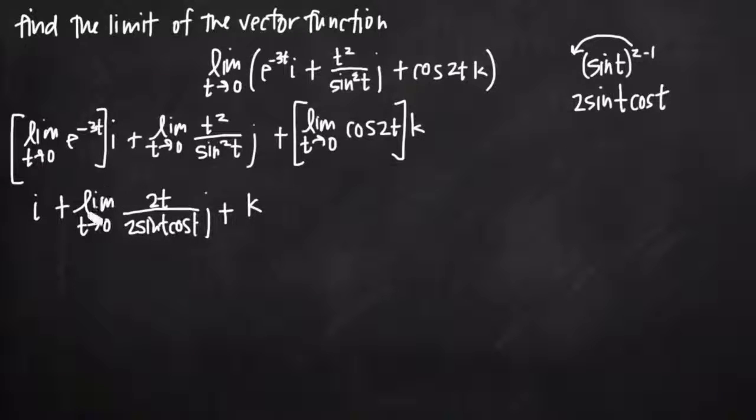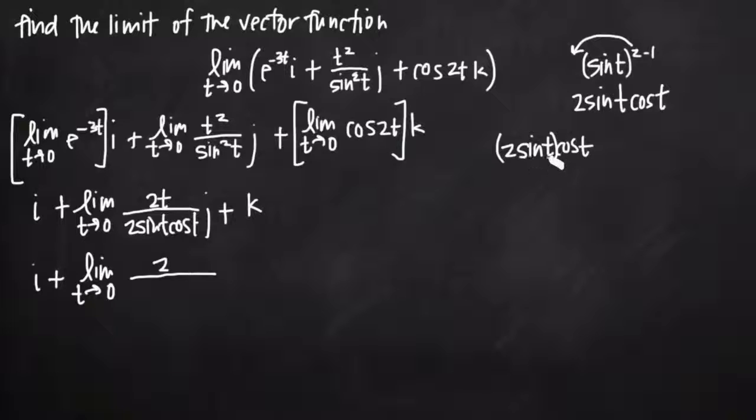Again, if we try to evaluate the limit as t goes to 0, we get 0 in our numerator, and we get 0 in our denominator because sine of 0 is 0. So again, we have to apply L'Hopital's rule, taking the derivative of the numerator and denominator and replacing them with their derivatives. In our numerator, we'll get 2 because the derivative of 2t is just 2. In our denominator, we'll need to use product rule. So if we have 2 sine t cosine t, we treat these as two separate functions. Let's pretend 2 sine t is one function and cosine t is our second function.